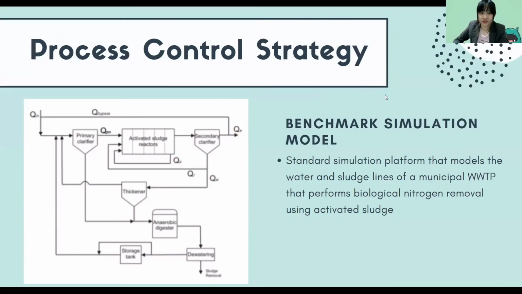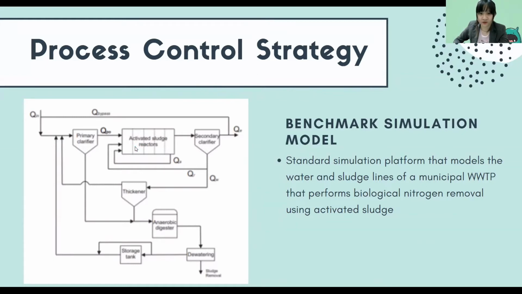Hi, my name is Michelle and I'm going to present the process control strategy. So this is the plant layout of the benchmark simulation model, and it is the standard simulation platform that models the water and sludge line of the municipal wastewater treatment plant that performs biological nitrogen removal using the activated sludge. The biological treatment involves the primary clarifier and also the activated sludge reactor, and the thickening of the excess activated sludge is carried out along the sludge line where the anaerobic digester is used to stabilize the thickened sludge from the primary clarifier and also the dewatering unit.